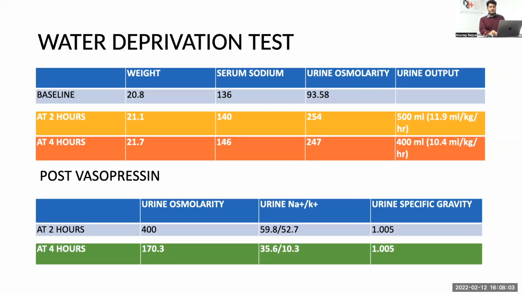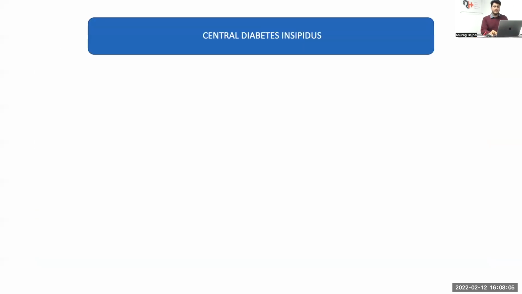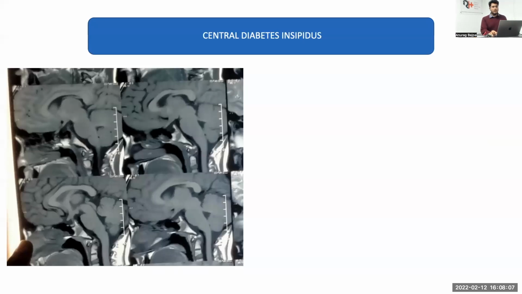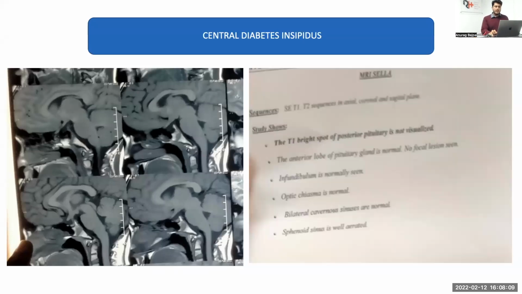So though we labeled the patient as central diabetes insipidus, we also got the MRI done. In the MRI report, as mentioned, the bright spot of the posterior pituitary was not visualized, and there was no stalk thickening, or any features of intracranial lesion. So why do we have a bright spot in the posterior pituitary? Basically because of the AVP neurons. It's the collection of AVP in the vesicles. So it's basically the AVP you can see.